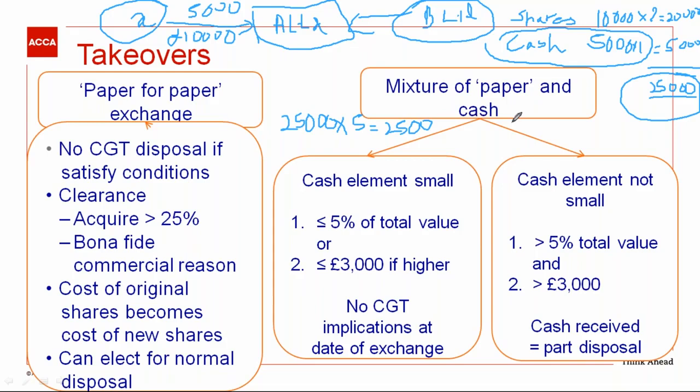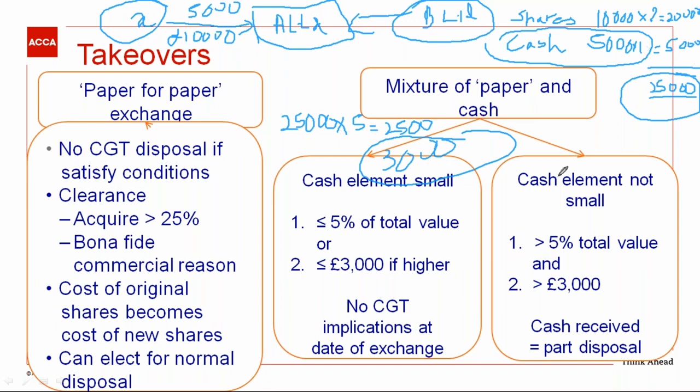So if the cash value received is 2,500 or less, in that case, it's a small cash transaction. But here, it's 2,500 and the other value is £3,000. From the two amounts, you take the higher value. Higher value is 3,000 and the cash amount received is more than £3,000. Therefore, it's not a small cash transaction. Since it's not a small cash transaction, you need to calculate the chargeable gain on this 5,000.